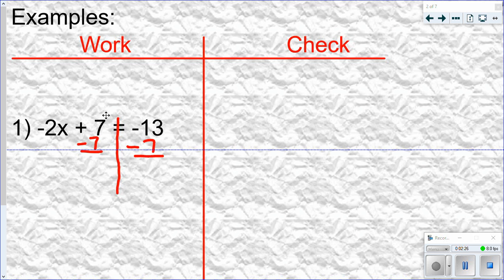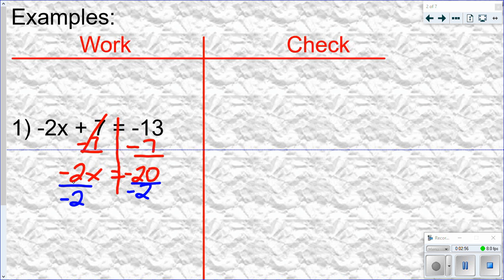So +7 minus 7 is 0. So that leaves me with the -2x. And then -13 minus 7 is -20. So now I have -2x equals -20. So I got rid of the +7. Now I just have a one-step equation left. So I see -2 times x. So I'm going to do the opposite and divide by -2.